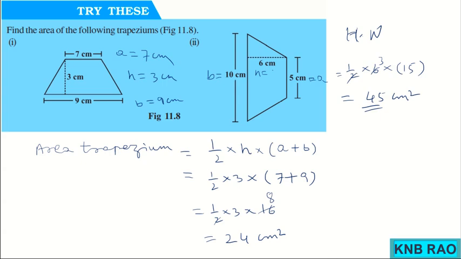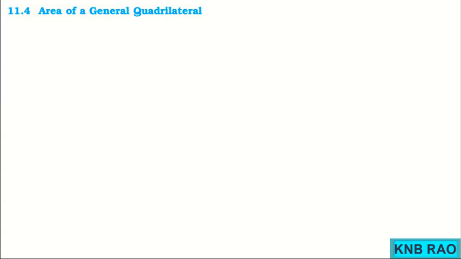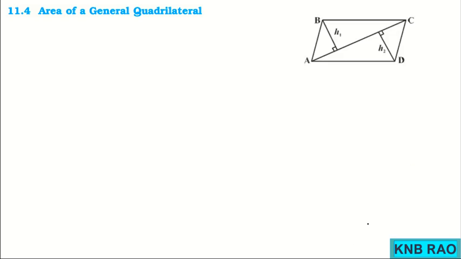Next, we shall get into now the main concept, that is area of a general quadrilateral. What is this quadrilateral? You know that a quadrilateral is a simple four-sided plane figure. Here I have taken a quadrilateral. See children, it is not necessary that it looks like this. I can have even like this also. Here A, B, C, D.